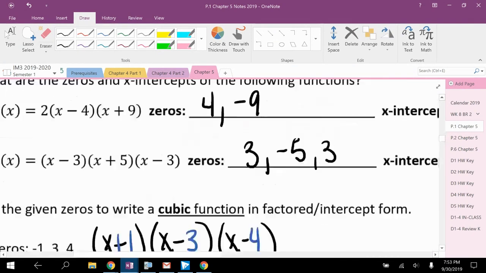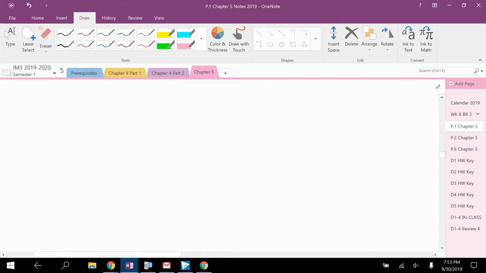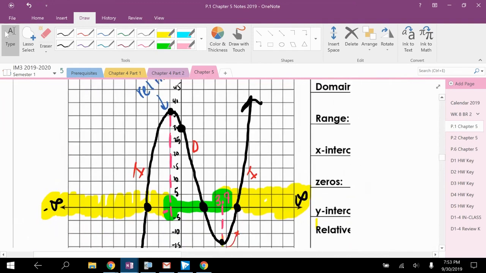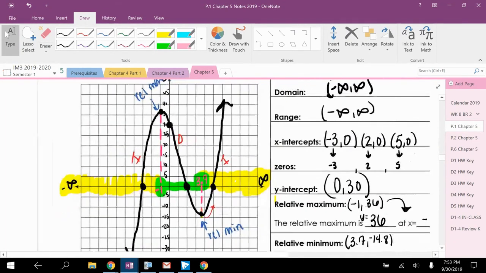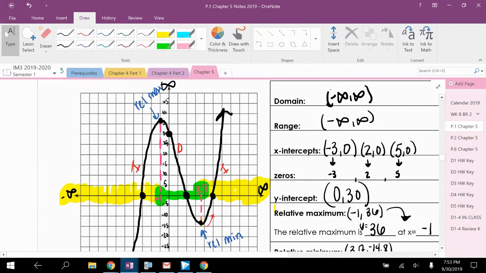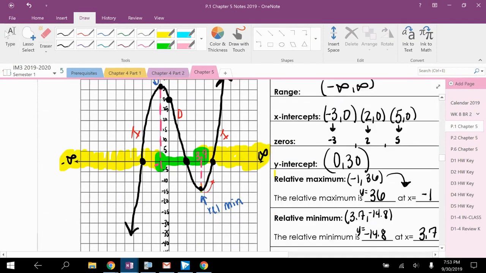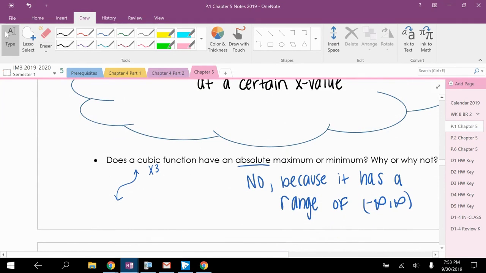Okay, again, a relative max and min means it looks like a max, it looks like a min, but it's not necessarily the highest or the lowest point you see on the actual graph itself. Okay, so it is a high point, it is a low point, but it's not the highest. It's not the absolute max. It's not the absolute min. Okay, so again, it would not, because it has a range of all real numbers. It's not going to happen.